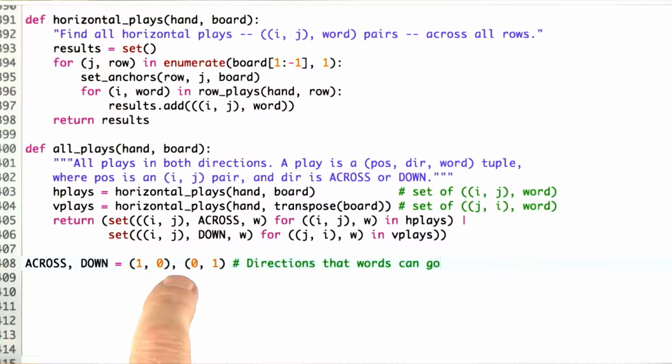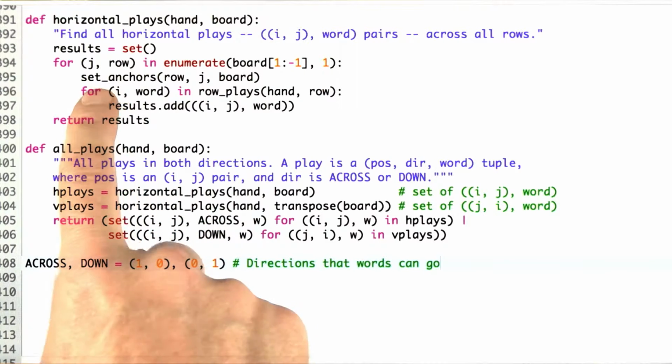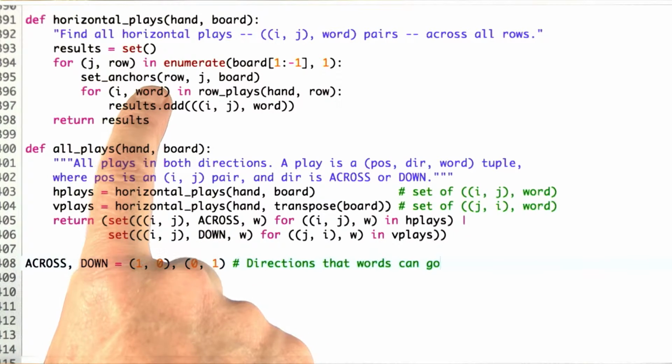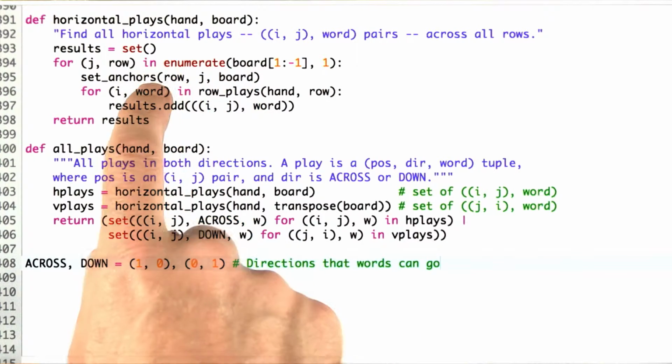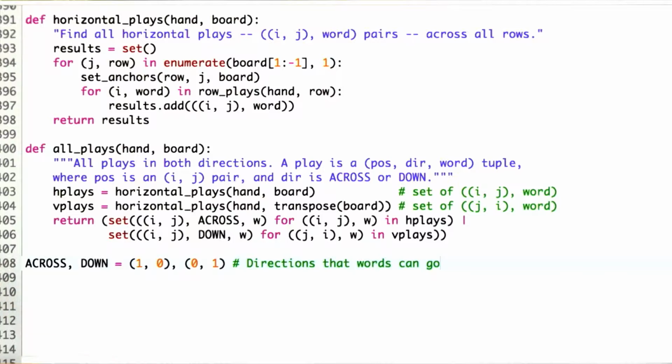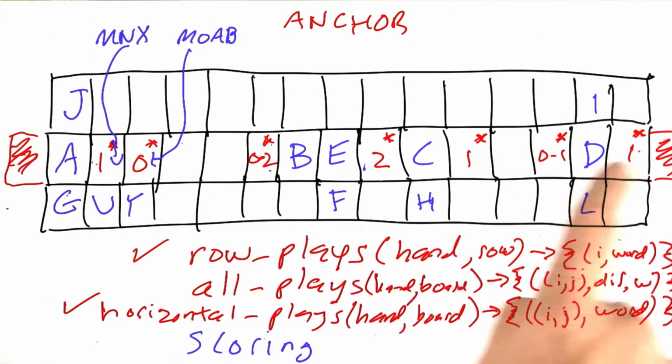So we're almost there. Things are coming together very nicely. The only thing we're missing is set anchors. We have to somehow take a row and the row number within the board and figure out where all the anchors are and what the values of those anchors are. So finding the anchors, we can do that within the row.